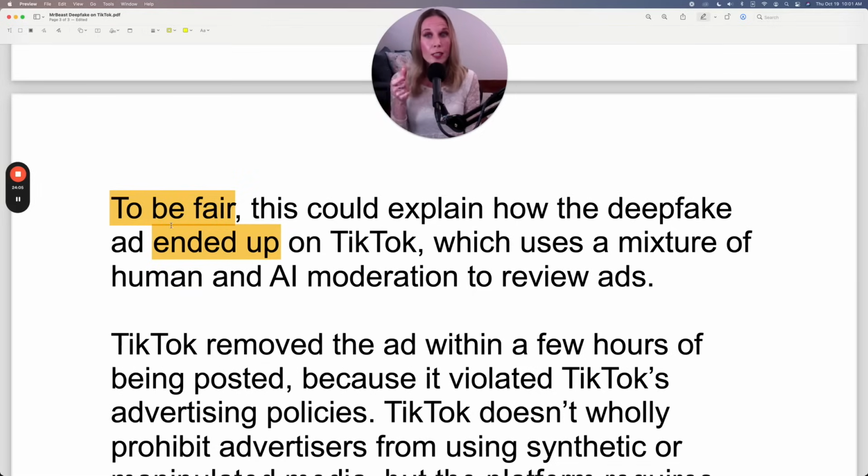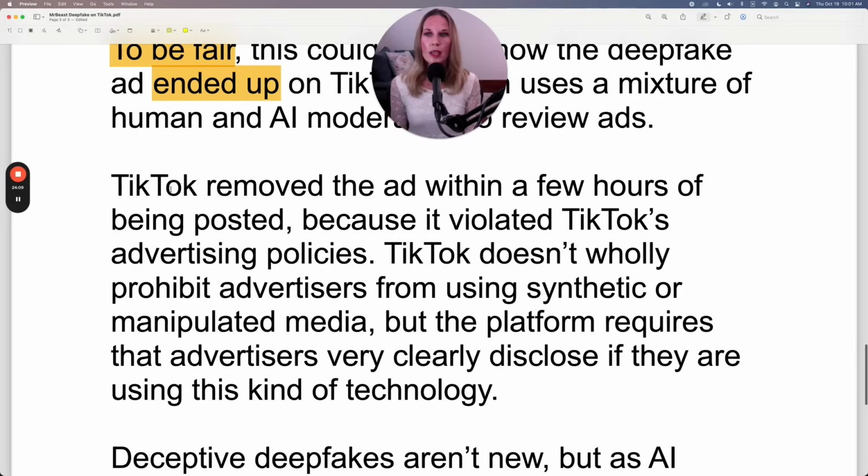So it's a great expression to have in your vocabulary. TikTok removed the ad within a few hours of being posted because it violated TikTok's advertising policies. TikTok doesn't wholly prohibit advertisers from using synthetic or manipulated media. So synthetic or manipulated media, a deepfake is an example of media that's been manipulated, changed in some way. So this is what a deepfake ultimately is.